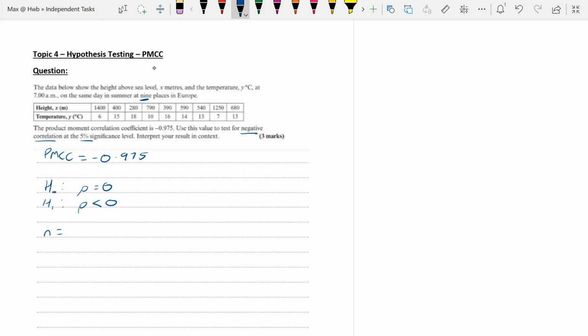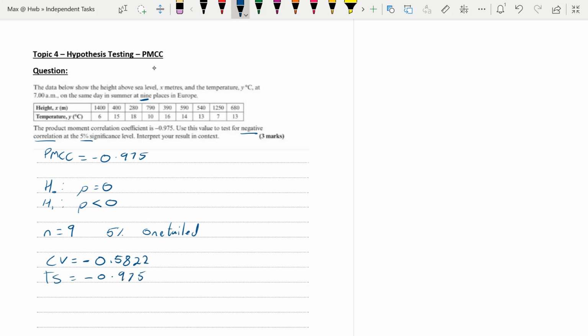Okay, now to do that, I need to know what n is, so how many things there were. There was 9. It's 5%, and in this case, it's one-tailed. Okay, and I'm going to go to my values and I'm going to find my critical value. Now, you'll notice in the tables they're all positive, which is fine if you're testing for a positive correlation, but when I'm testing for a negative, all I do is put a negative sign in front of it. Okay, that's that.